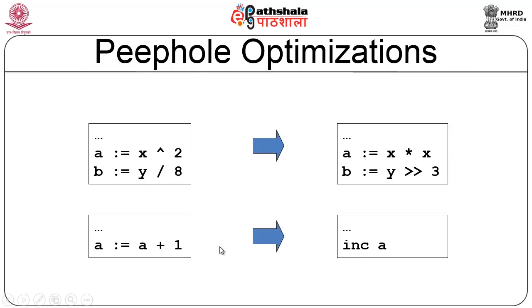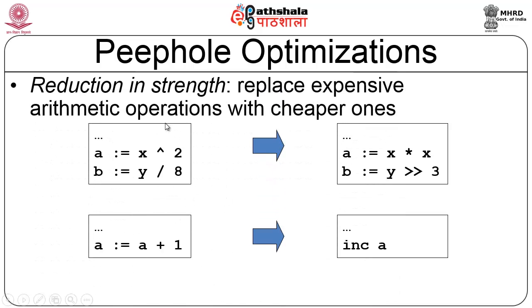The next one is algebraic simplification, and this is in the context of use of machine idioms. So algebraic simplification and use of machine idioms. So reduction in strength is what is done here. A is equal to x power 2 and B is equal to y divided by 8. Now x power 2 is nothing but x into x. I am replacing power computation by a simple multiplication, and this is y divided by 8. Now division by 8 is nothing but right shifting by one position. Okay, dividing by 2.